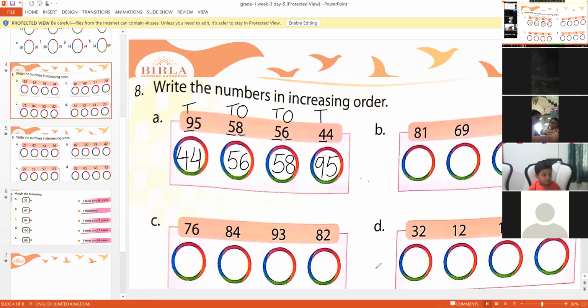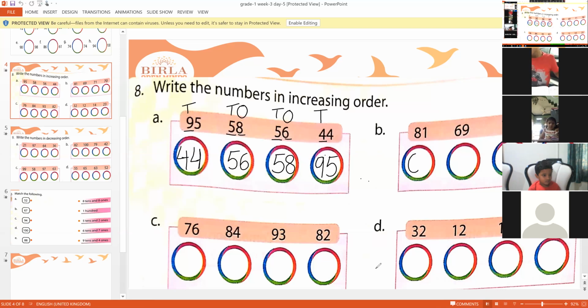Siddharth. Yes, Siddharth, tell me the answer for bit B. Numbers are 81, 69, 71 and 70. Which is the smallest number here, Siddharth? Yes, tell me which is the smallest number here. Start comparing. 69. Okay, very good. 69.